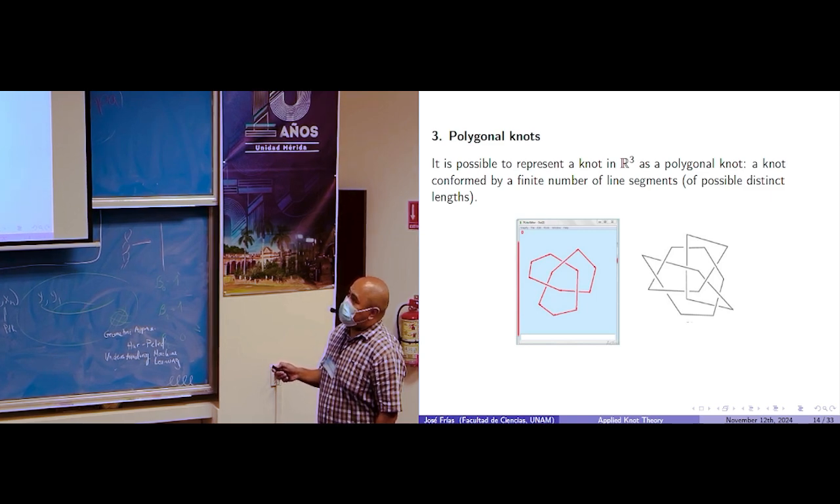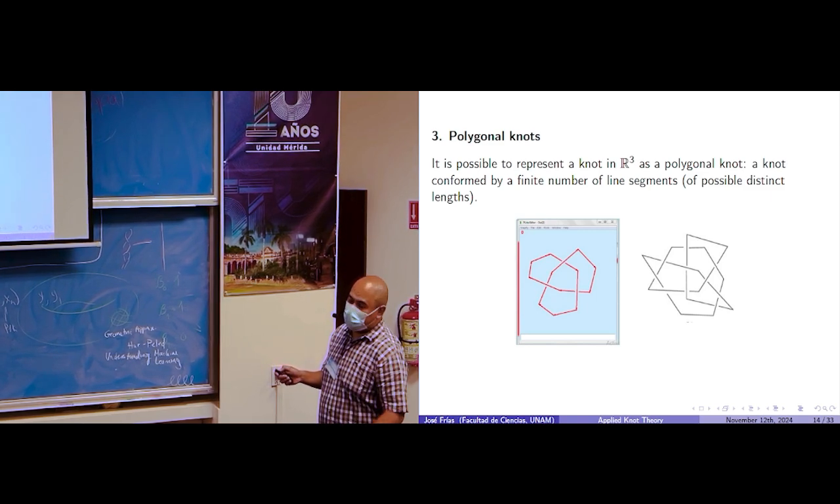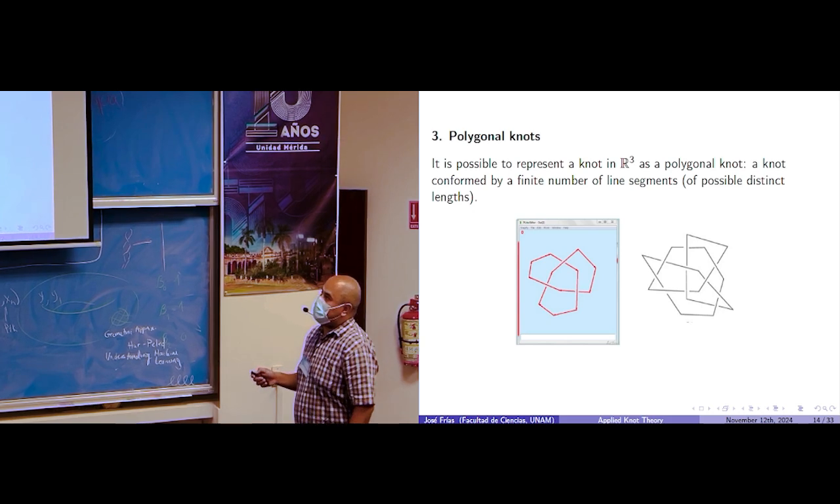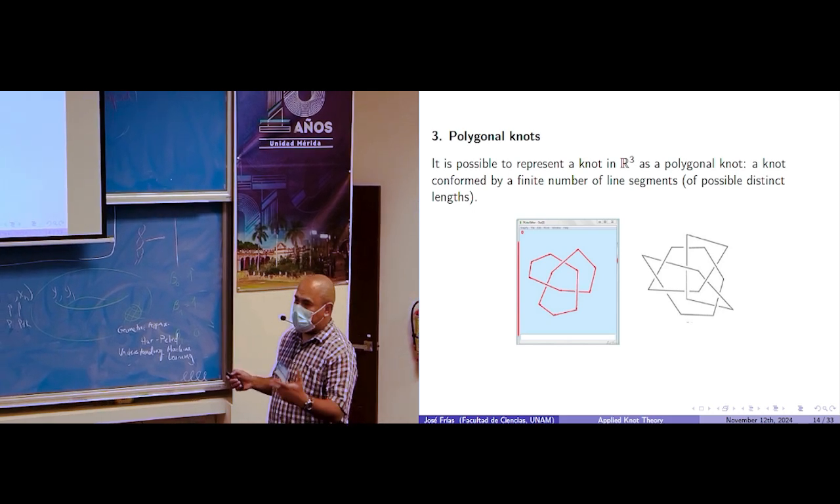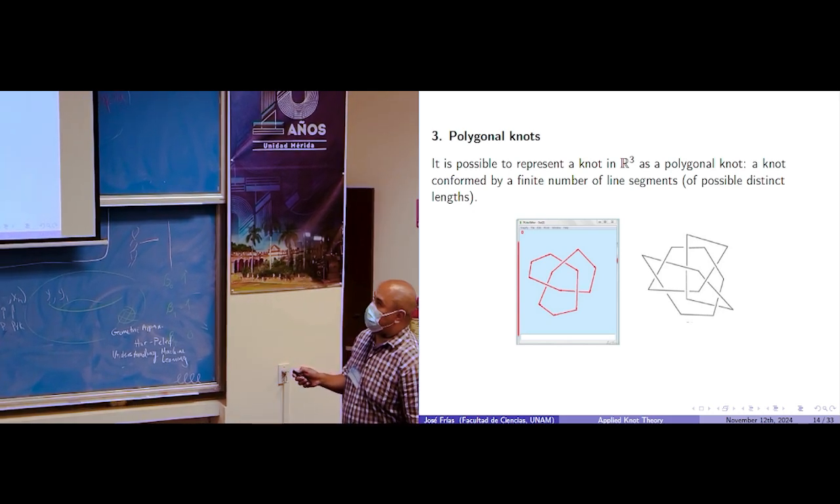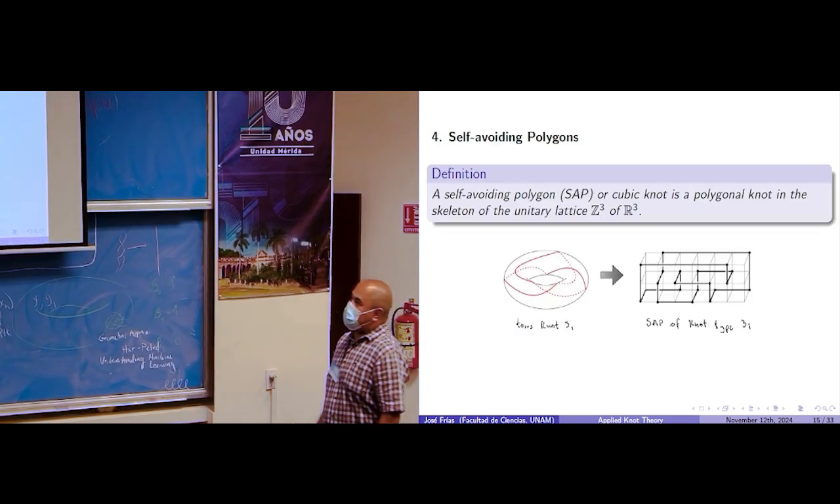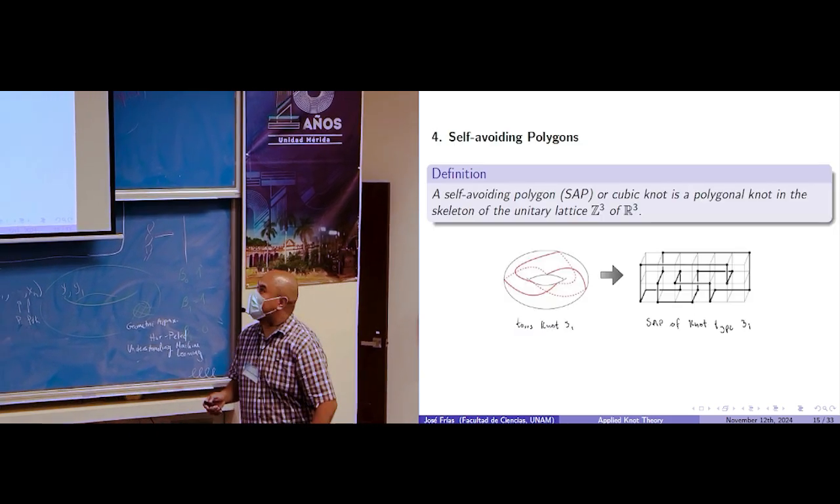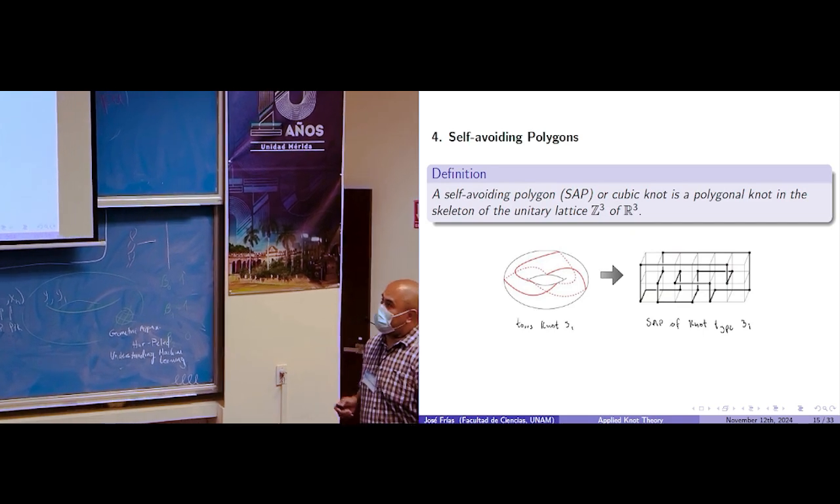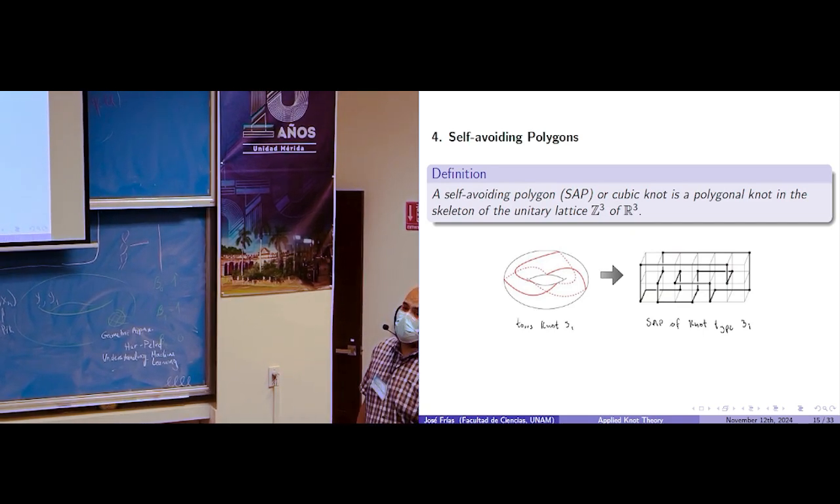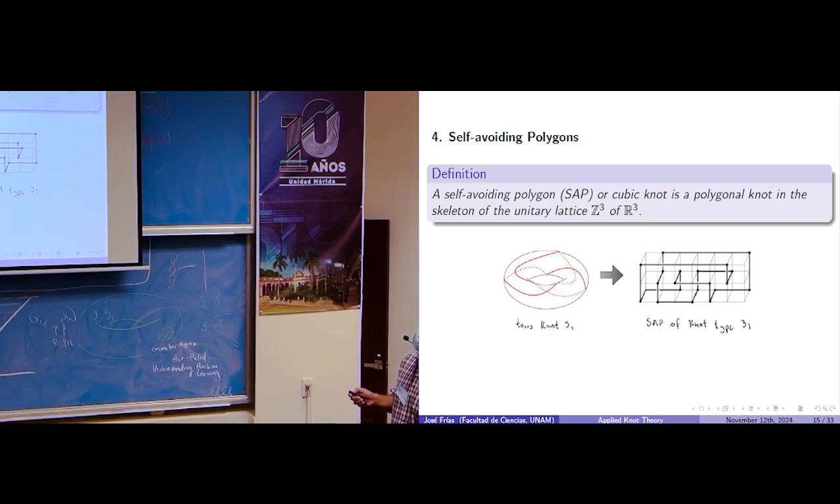And you also can have two arcs which are very close, but again, the molecule is a physical object, and it is not possible to be that close, right? Okay, that's a model, but not that model. It's a variation which is called the self-avoiding polygon model. So what is a self-avoiding polygon or a cubic knot?